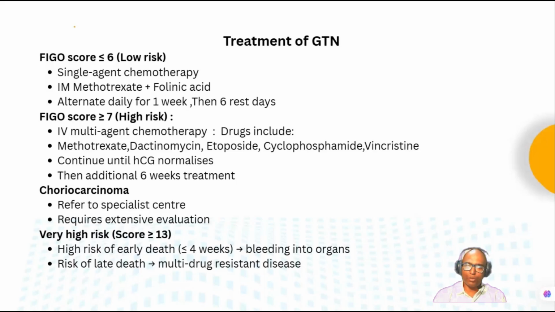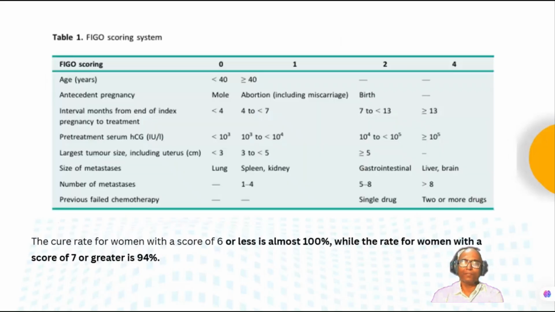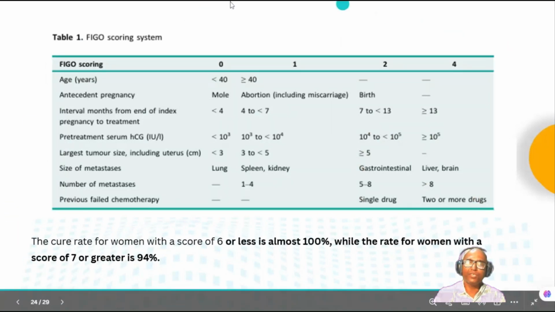It requires extensive evaluation. And if the score is very high, more than 13, these patients have the high risk of death within 4 weeks of the diagnosis, and bleeding into the organs is the cause for the death. Risk of late death is because of the multi-drug resistant disease. Generally there is an EMQ which is asked on this. So this FIGO 2000 scoring system you should remember.